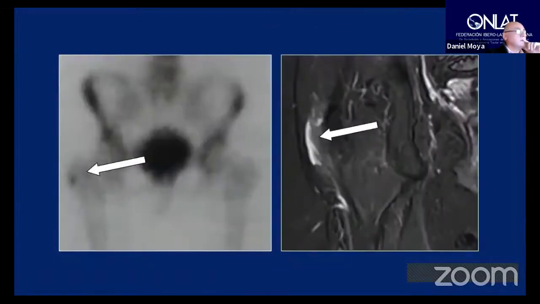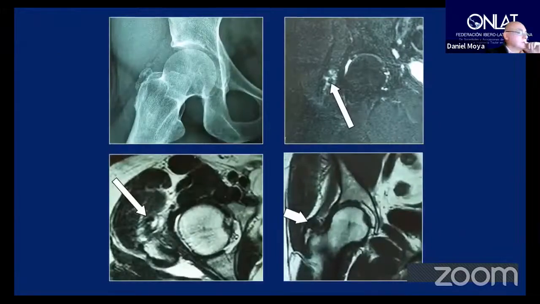Trochanteric bursitis may be a reason for the pain, and this is a patient in which we can see a hyperuptake in the scintigraphy and a clear presence of a bursitis in the MRI. This is another case in which we can see the bursitis, but also the presence of loose bodies inside of the bursa. And this is showing that it's a very chronic case.